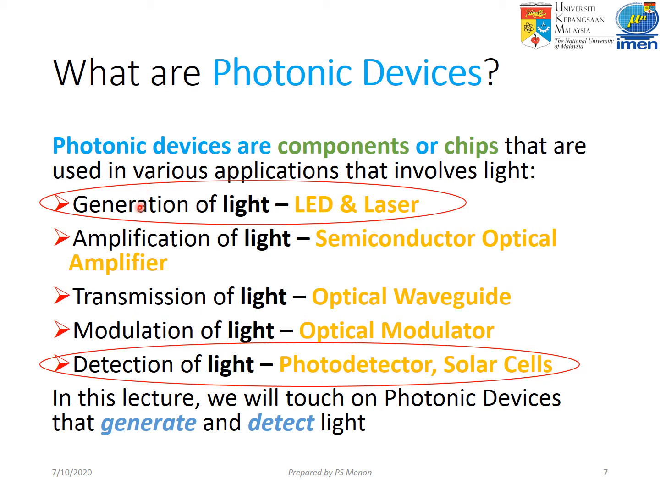So for generation of light, we have LED and lasers. Amplification of light, we have semiconductor optical amplifier. Transmission of light, optical waveguides. Modulation of light, optical modulators. Detection of light, photodetector and solar cells. So in this particular lecture, we will touch on photonic devices that generate and also detect light, mainly on LED and laser, as well as photodetector and solar cells.